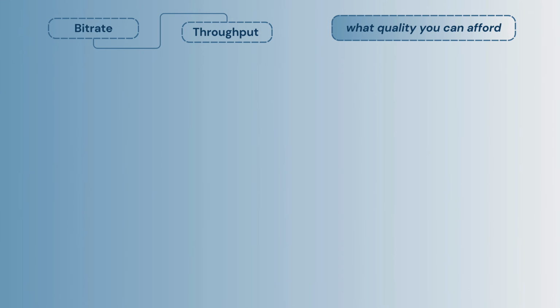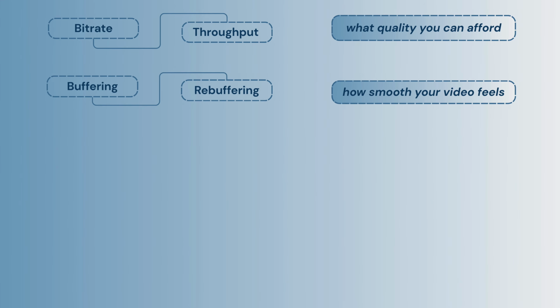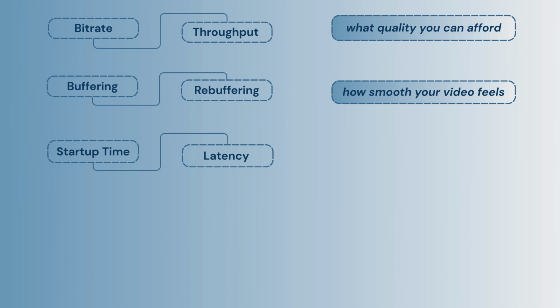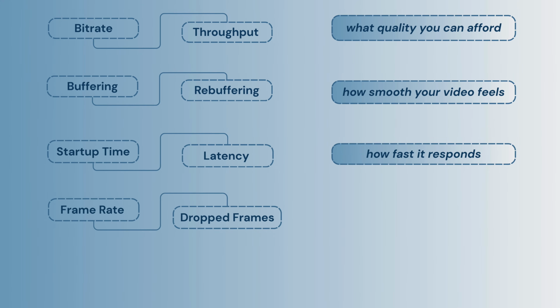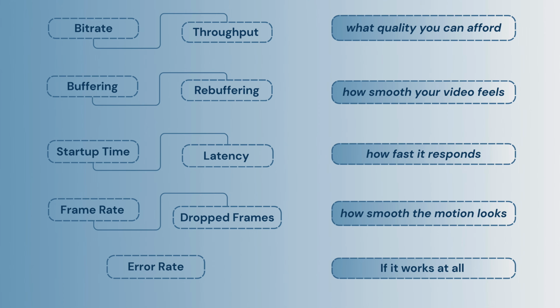To wrap up, let's note that none of these metrics work alone, so you must track them in pairs too. And here is how. Bitrate plus throughput decide what quality you can afford. Buffering plus rebuffering decide how smooth your video feels. Startup time plus latency decide how fast it responds. Frame rate plus dropped frames decide how smooth the motion looks. Error rate decides if it works at all.